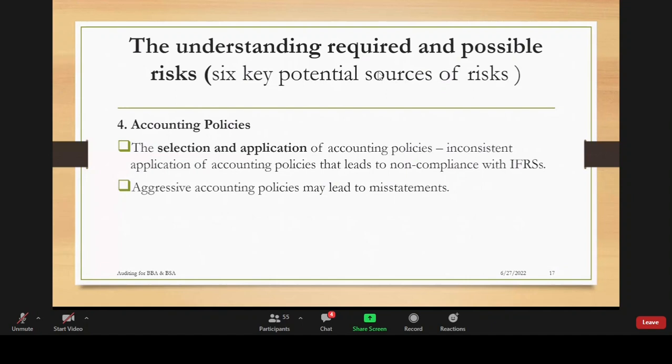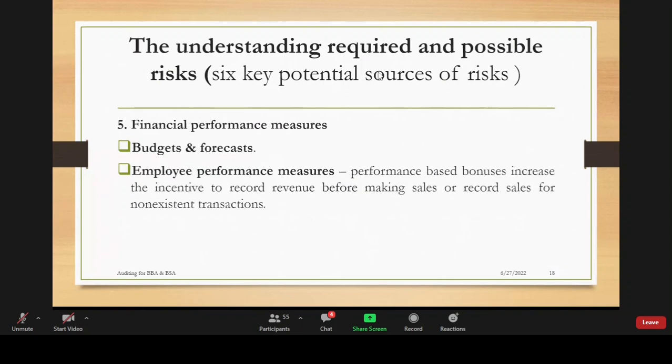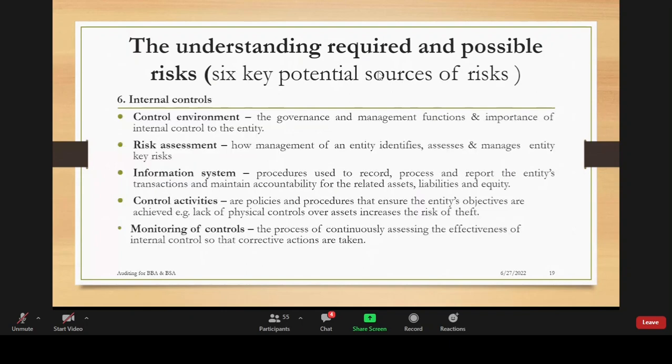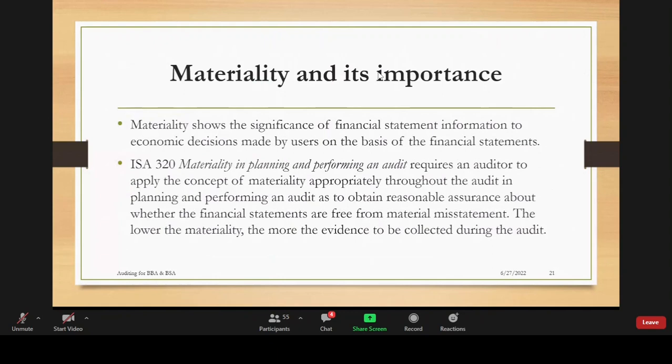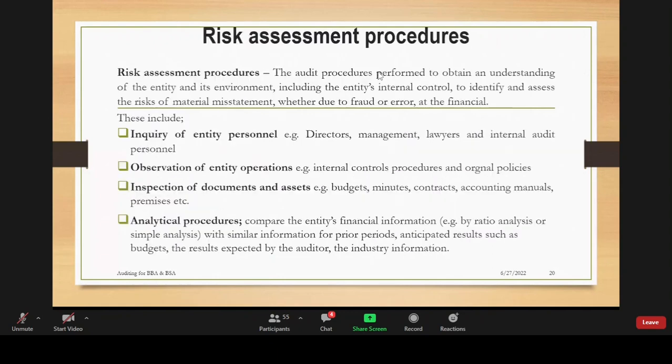The accounting policies, that is the application. These accounting policies, how do they apply? Is it in a consistent way? The financial performance measures, these are the performance incentives of especially the managers, then tagging performance to budgets and forecasts, then the internal control systems. So ladies and gentlemen, we shall stop here for today.